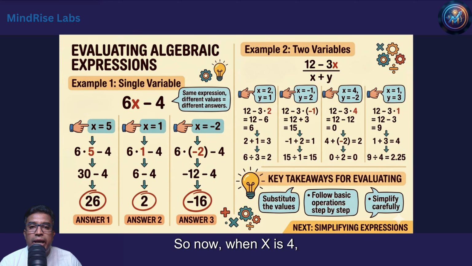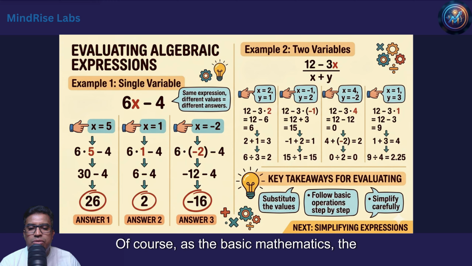So now when x is 4, y is minus 2, 12 minus 3 times 4, that is 12 minus 12, which makes up to 0. So the denominator, if you see that, 4 plus negative 2, that is exactly the answer, as you guessed it, right, 2. But here is a challenge, right? We are trying to divide 0 by 2. Of course, as you know the basic mathematics, the answer is going to be 0.